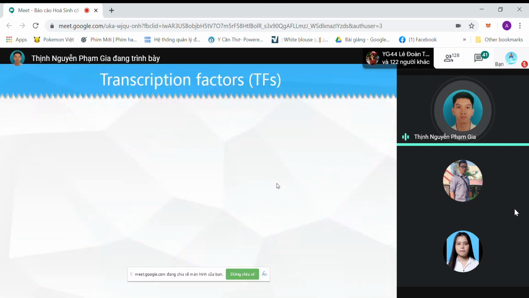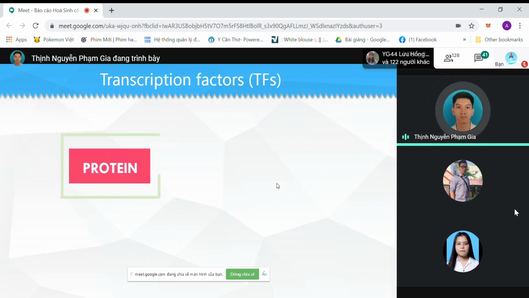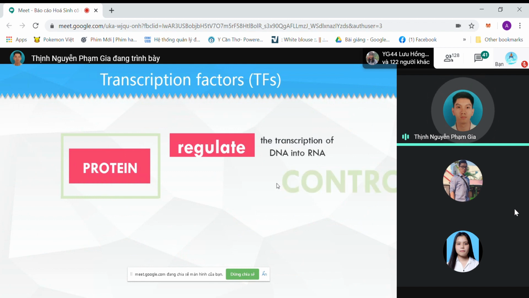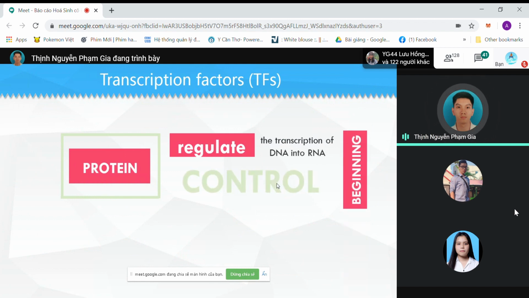Now we move to transcription factors. Transcription factors are proteins that regulate the transcription of DNA into RNA. They control the beginning of transcription. RNA polymerase can attach to the promoters only with the help of them.